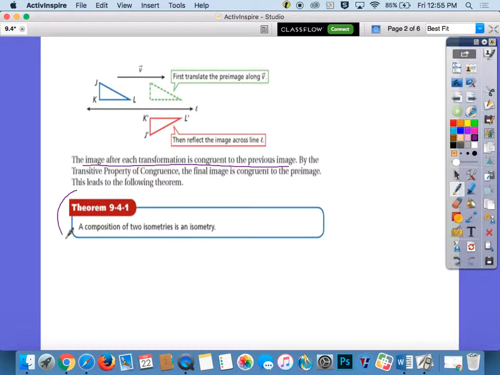Okay, so here you go. A composition of two isometries. This is a definition for y'all to know. Remember, it preserves the shape and size of a figure. Okay, so the composition of two isometries is an isometry. It keeps everything congruent, basically.